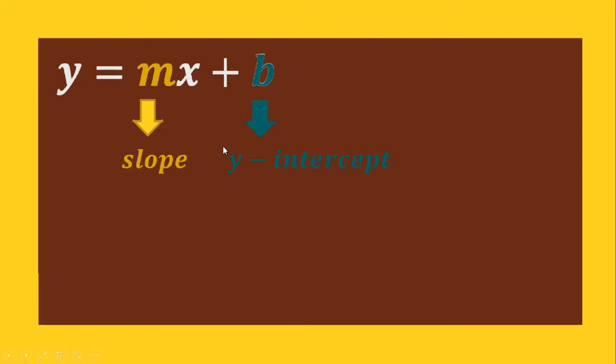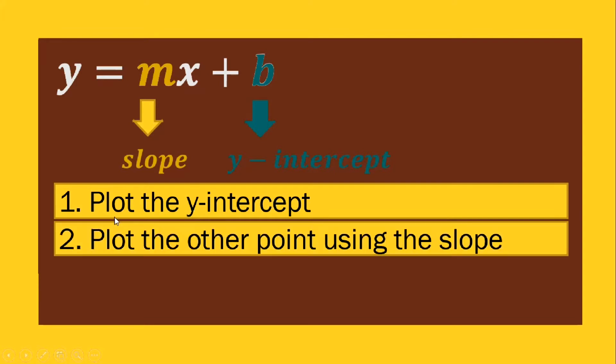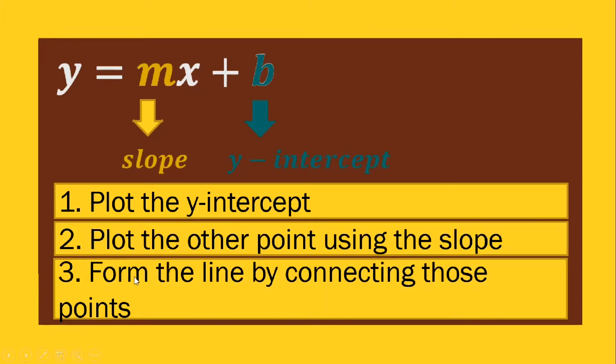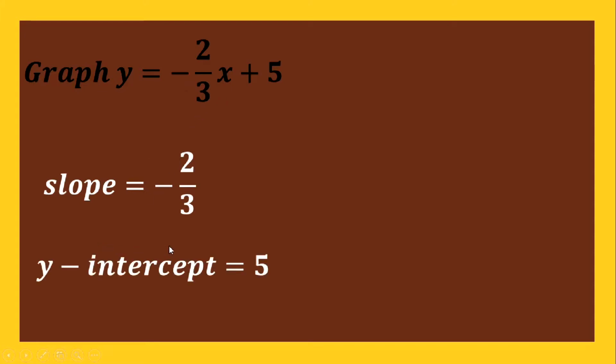So, 3 steps lang yung susundin natin. First, plot the y-intercept. Second, plot the other point using the slope. And third, form the line by connecting those points. Okay, for example, let's say y equals negative 2/3 x plus 5. In this equation, our slope is negative 2/3 and y-intercept is 5.